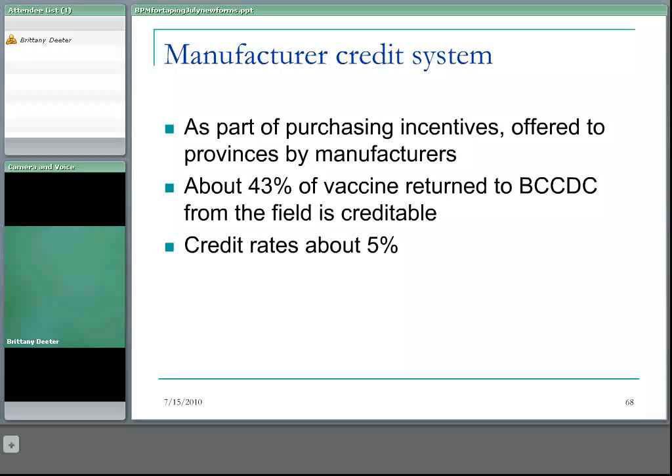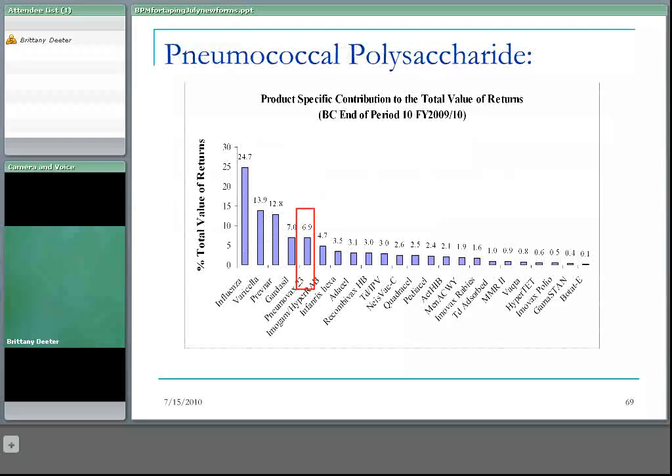And our last slide in this segment is pneumococcal polysaccharide. If you're looking at this slide, it's a product-specific contribution to the total value of returns. And Pneumo 23, you can see, is quite high at 6.9% there. You can see the little red box around it. It's a significantly less costly vaccine than Gardasil, around 1/10 of the cost, or Prevnar, which is another one on the left of it, so higher value, 1/7 of the cost of Prevnar, and 1/3 the cost of varicella. So we would expect that Pneumovax 23 would not contribute very much to the overall value of vaccines coming back.